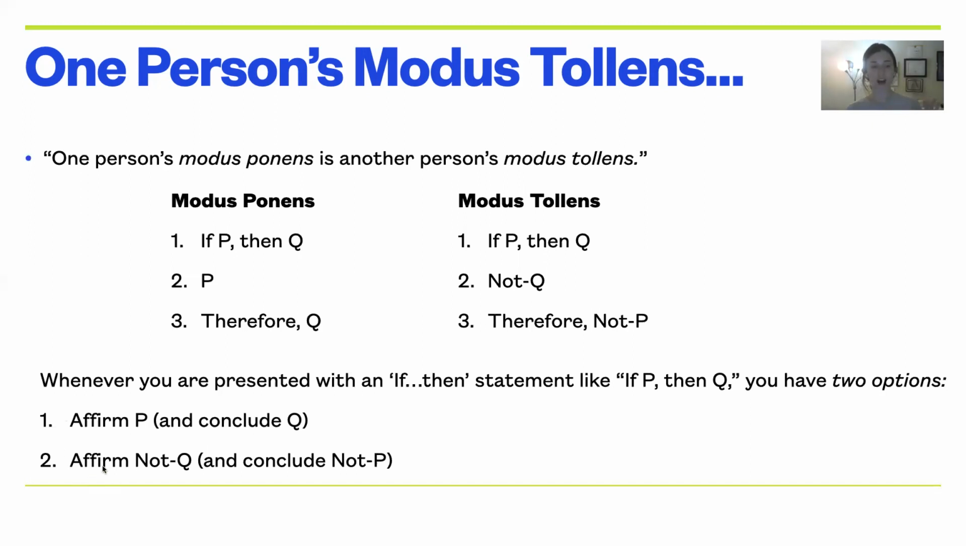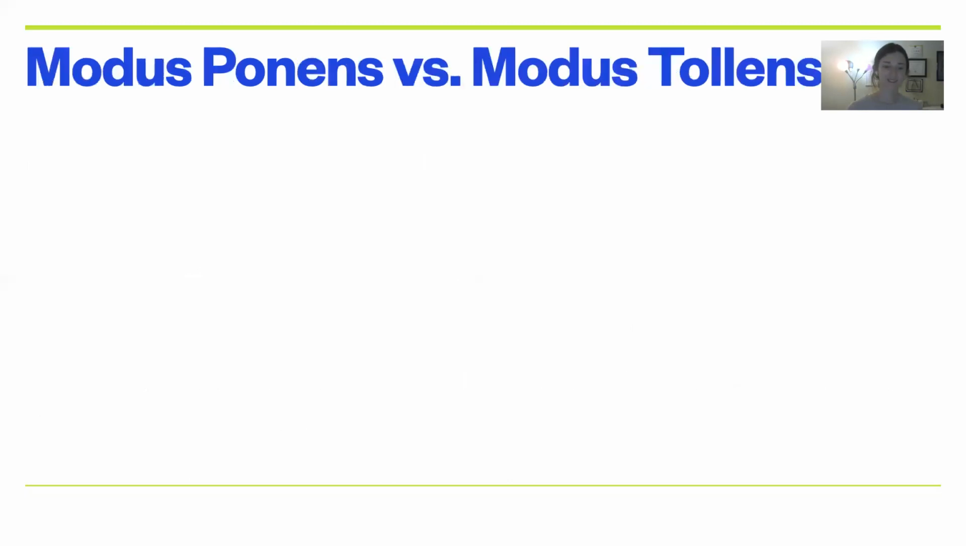Or you can deny the consequent, which is Q. So those are the two options: affirm the antecedent or deny the consequent. You can't do anything else. But take logic if you want to hear more about that.